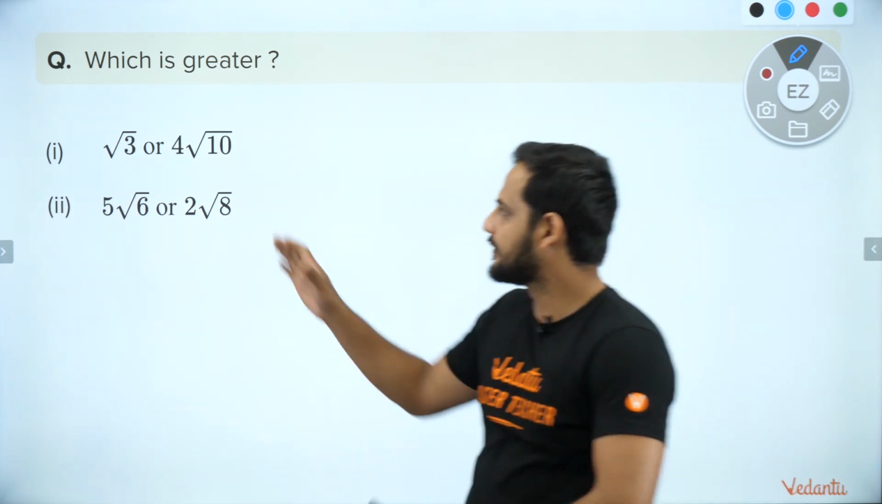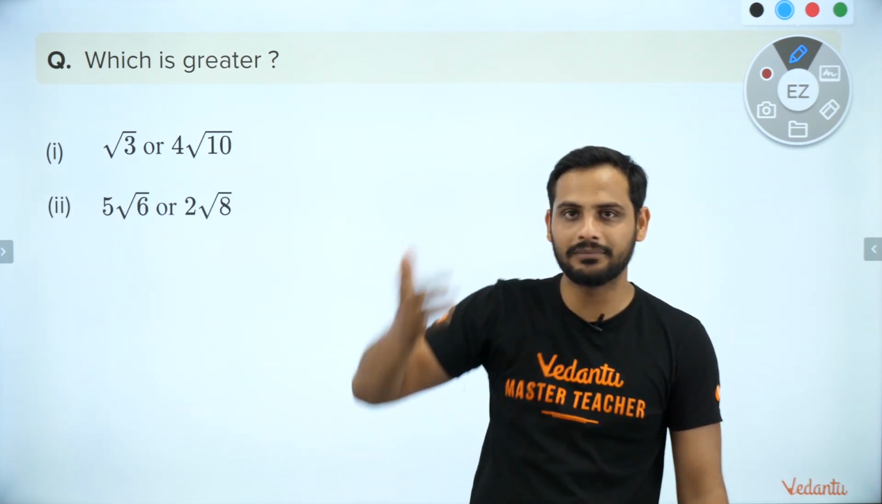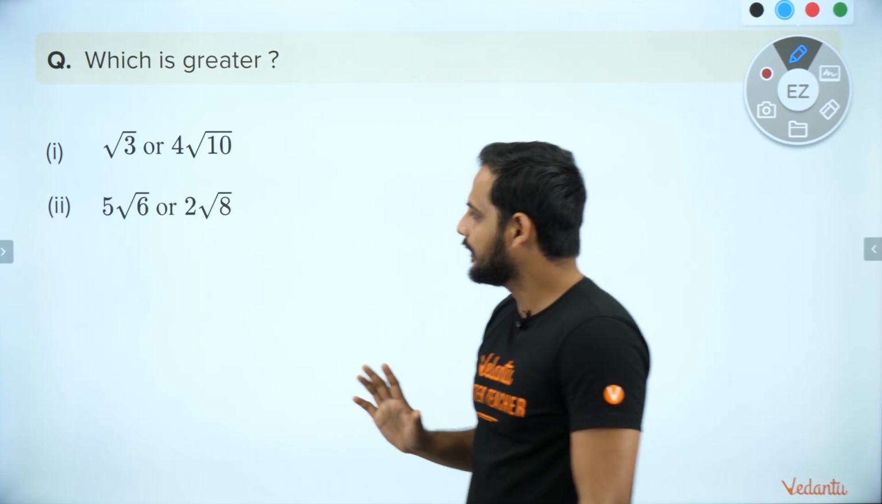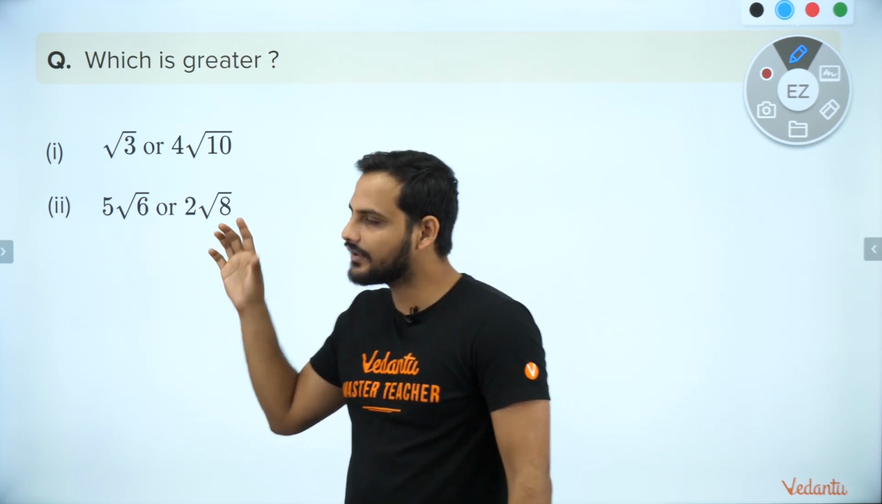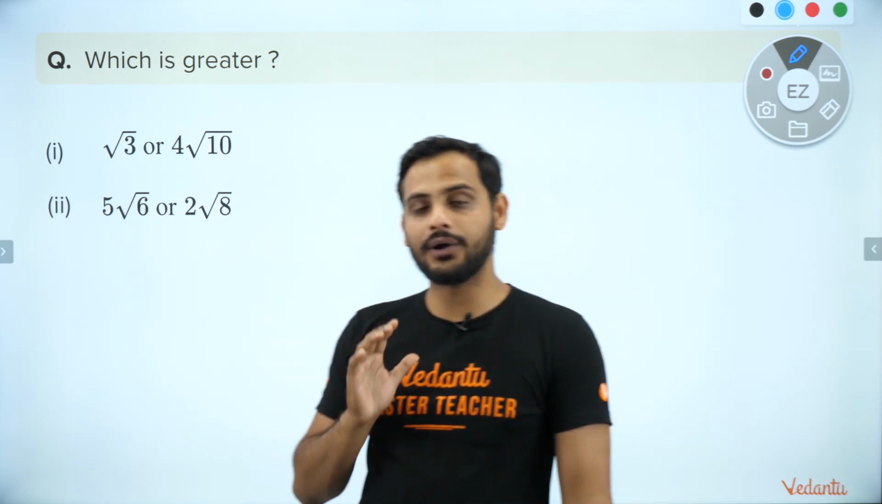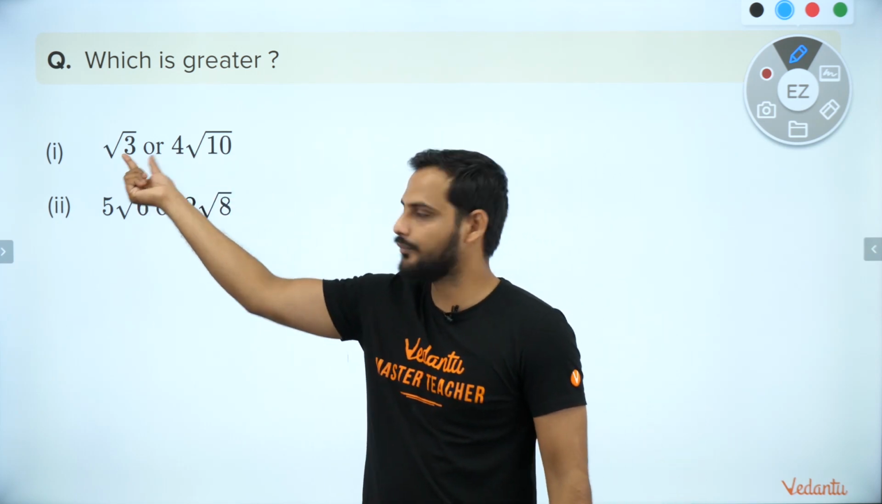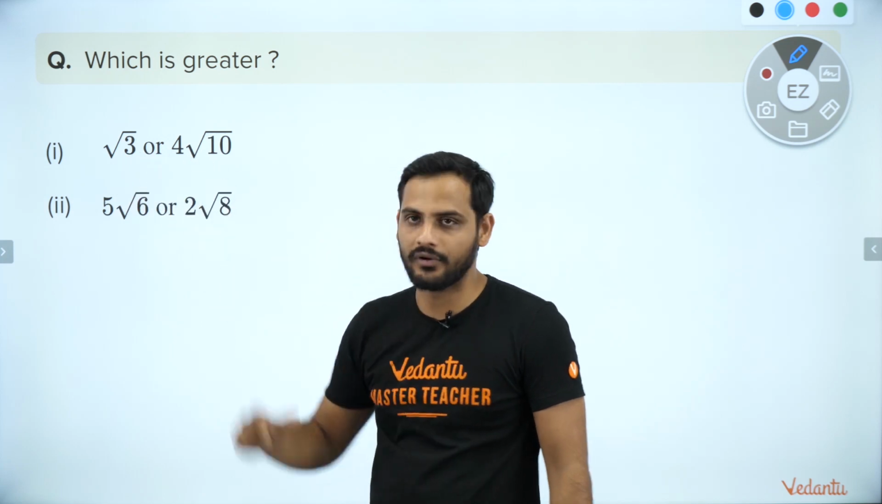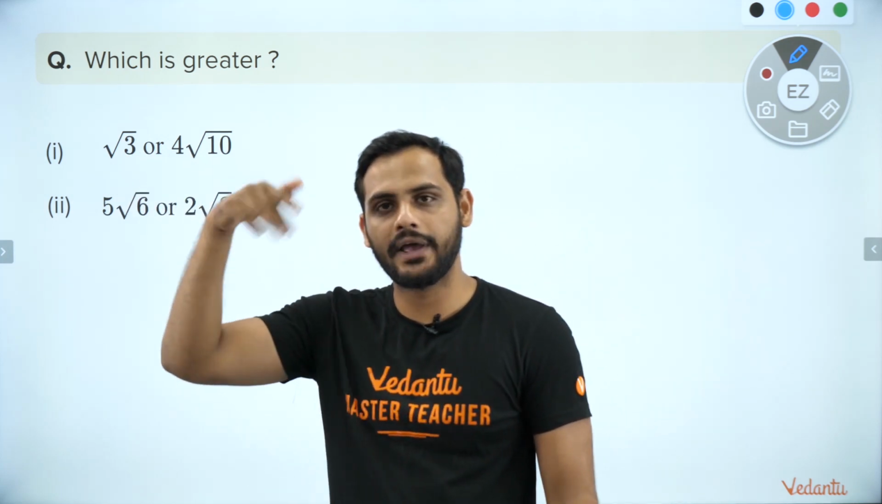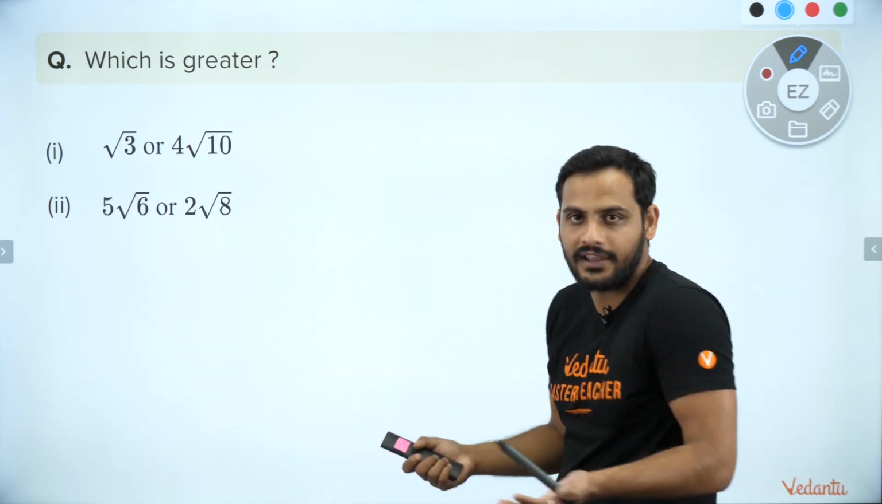Root 3 is less than 2, and this is 4 times of something, so obviously more. Correct? But here it will be a bit difficult. Root 6, root 8. Okay. So what we want to do here, always, since we are talking about these positive numbers, when both the numbers are positive, what you will be doing? Square on both the sides. Let us check which one is greater.